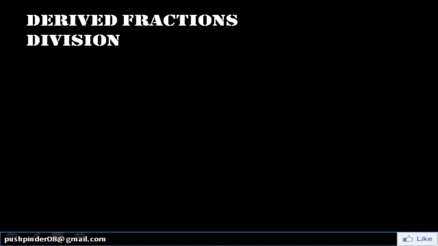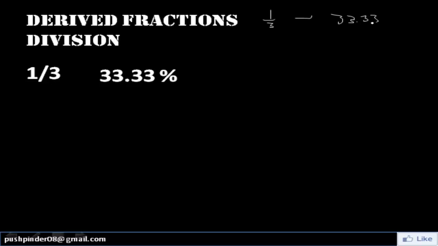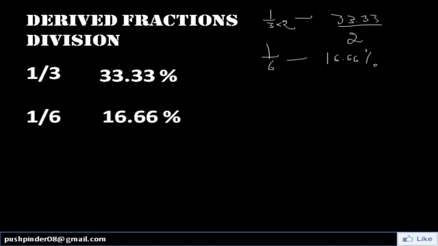Now I'm going to do derived fractions using division method, right? So what is 1 by 3? 1 by 3, again, it's 33.33%. What if I divide this fraction by 2? I'm going to divide this by 2 as well. So I get 1 by 6 to be equivalent to 16.66%, right? I hope everyone understood. It was pretty basic over here. 1 by 3 is 33.33%. So 1 by 6 is 16.66%.